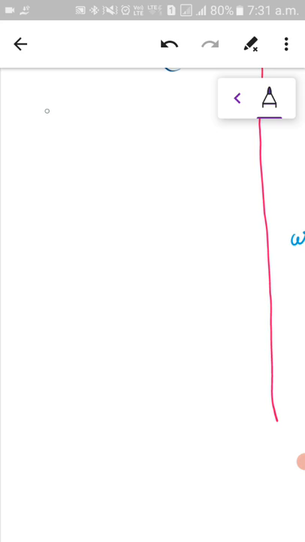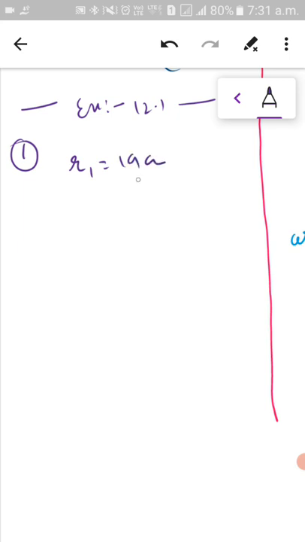12.1. Exercise 12.1. Question number 1. It says that the radii of two circles are 19 centimeter and 9 centimeter. Let me write. First one is 19 centimeter and the second radius is given 9 centimeter respectively. Find the radius of the circle which has circumference equal to the sum of the circumference of the two circles.